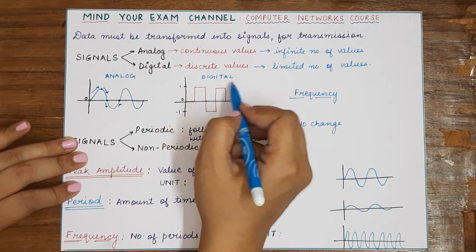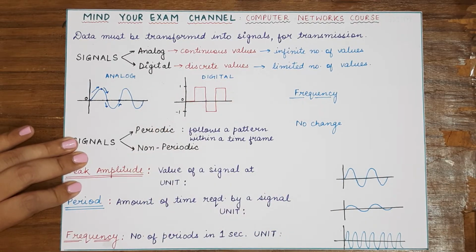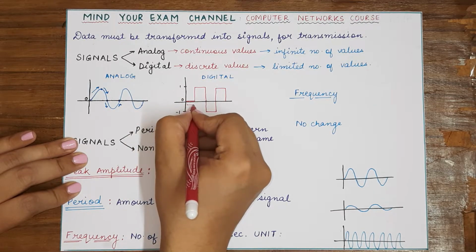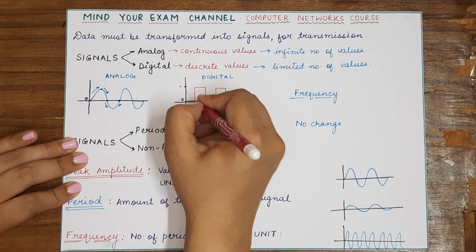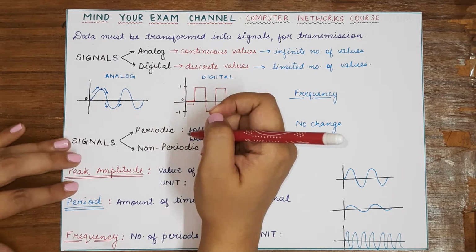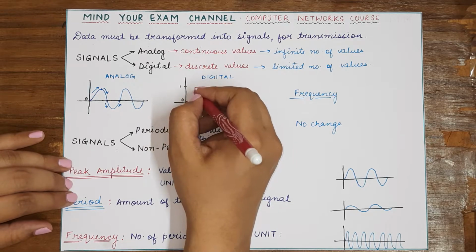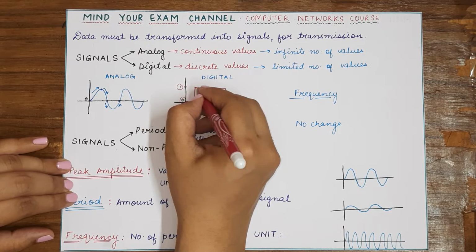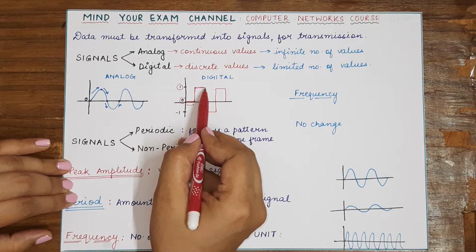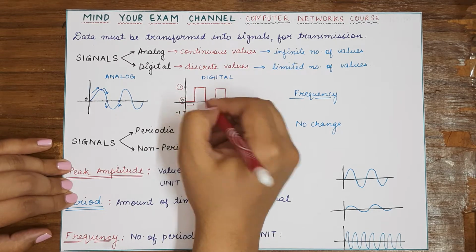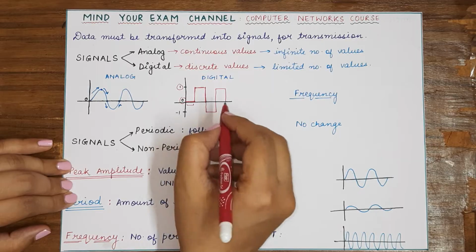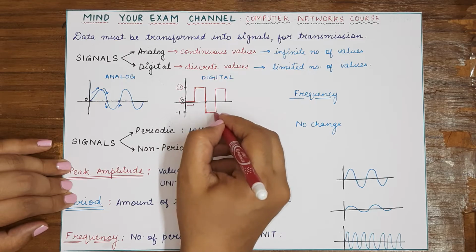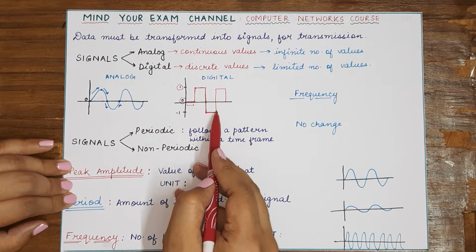Similarly, the digital signal is initially 0. At this point, the value of this signal is 0. Then instantaneously, that means within a moment, without taking any time, it goes from the 0 value to the highest value, 1. Then it remains at the highest value for some time. Then it instantaneously changes again to the negative maximum, -1. Then it remains at -1 for some time. Then it changes again.